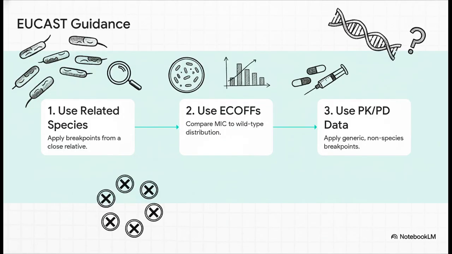But hey, all is not lost. EUCAST actually provides some really clear tiered guidance for exactly this kind of situation. The first and best option is to find a closely related species that does have breakpoints and use those as a stand-in. If that's not possible, we can fall back on other tools like epidemiological cutoffs or pharmacokinetic data.